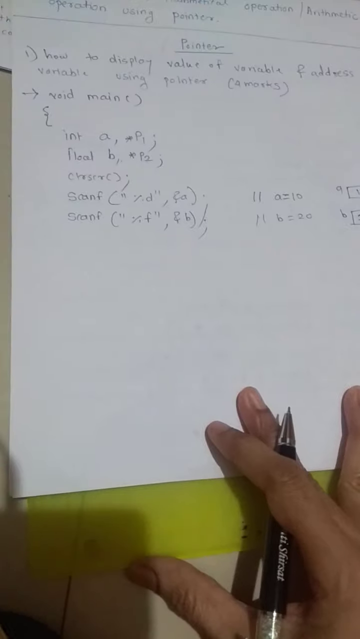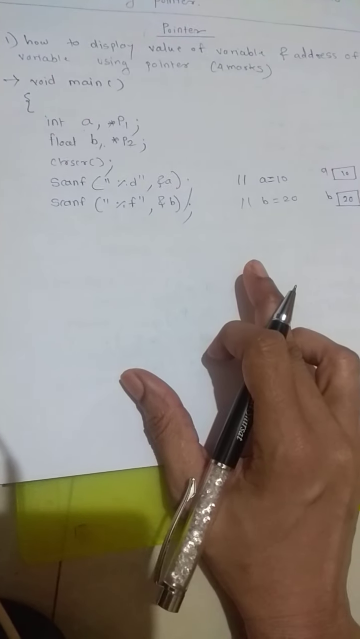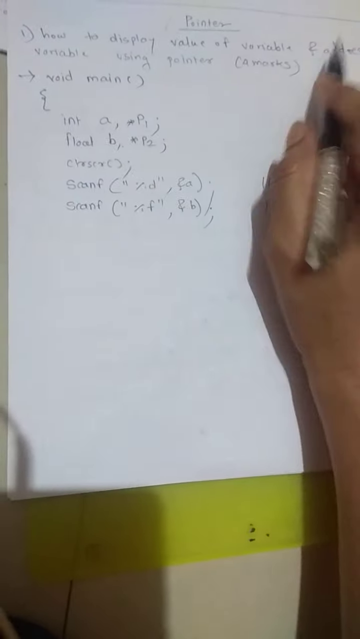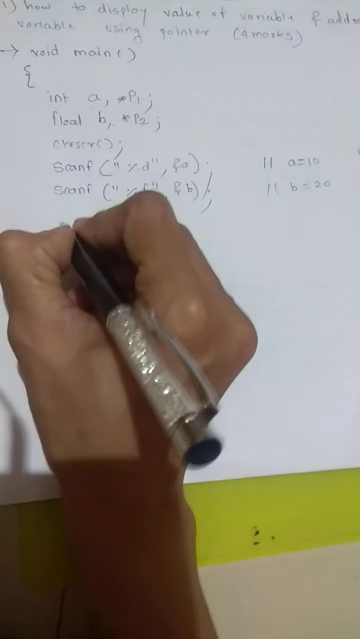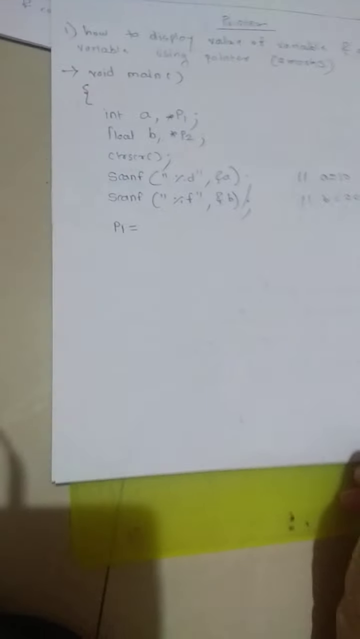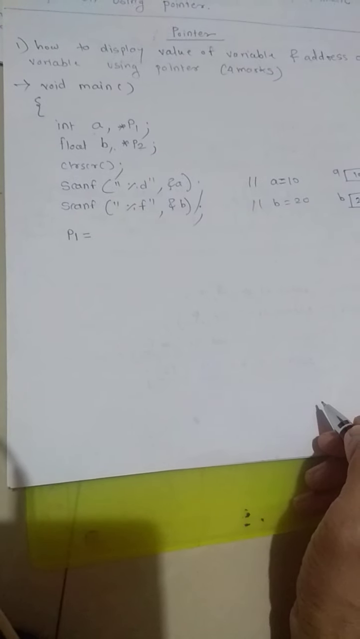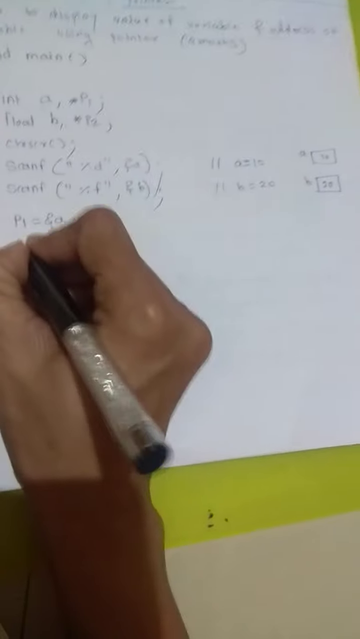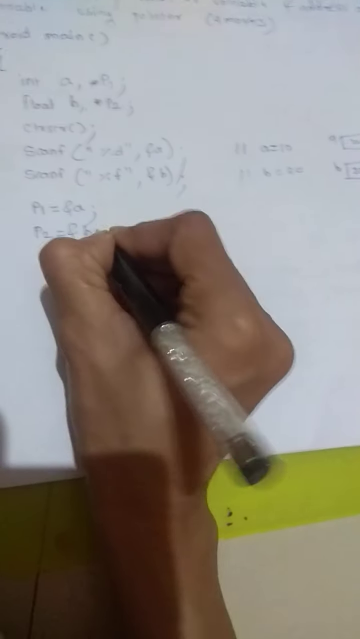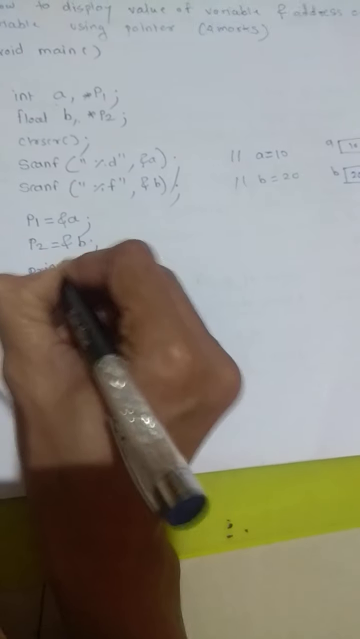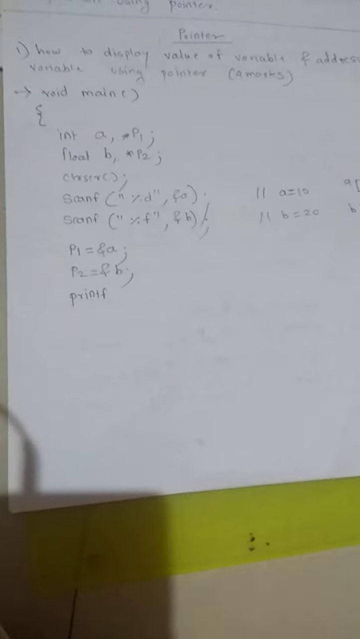Okay, now using pointer variable we want to display the value of variable and address of variable. So we first store the address of variable into the pointer. We already know about pointer. Pointer is a variable which stores the address of another variable. Here p1 is a pointer which holds the address of a variable, and p2 is a pointer which holds the address of b variable. Now we display the value of variable and address of variable using these two pointer variables.